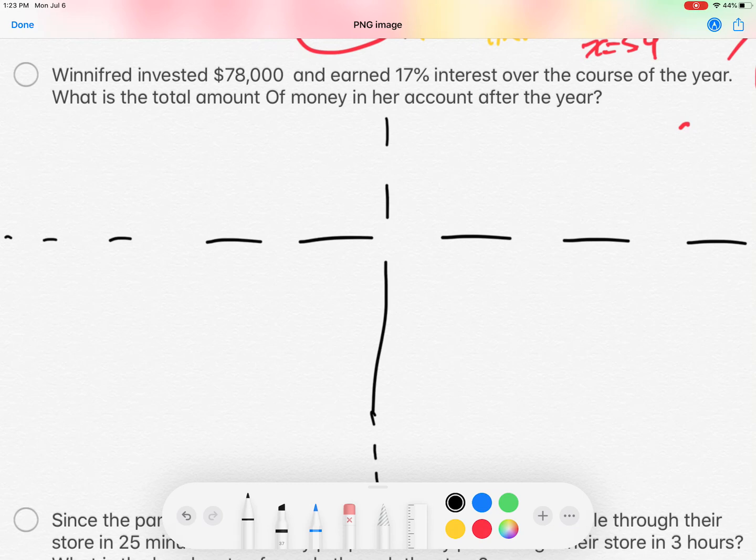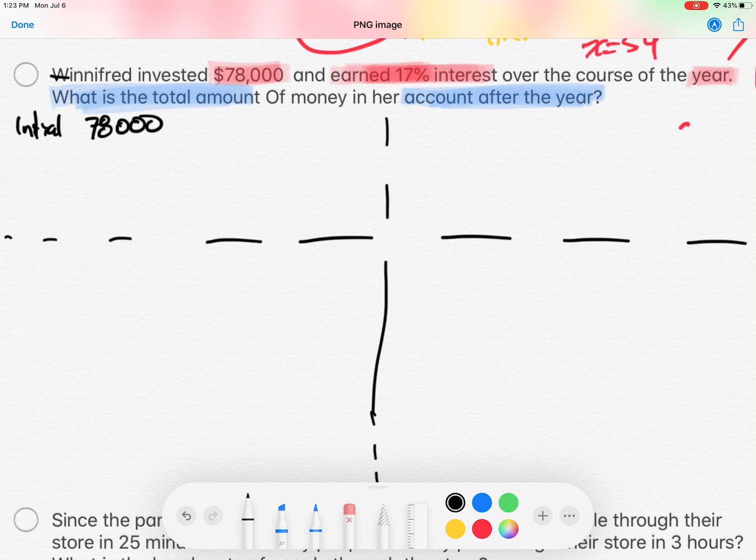Now we go in. What are the numbers? $7,800. Earned 17% interest over the course of a year. What's the question? What is the total amount of money after a year? So those are my questions. Now let's go into my knowns and unknowns. So we're starting. So the initial is 7,800.